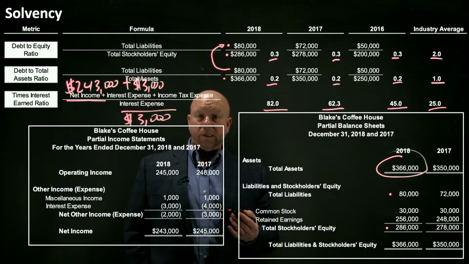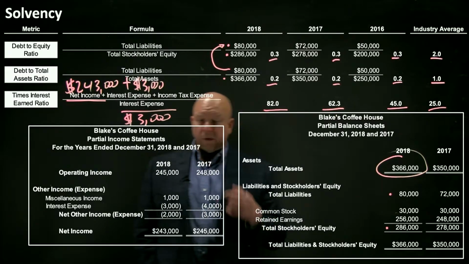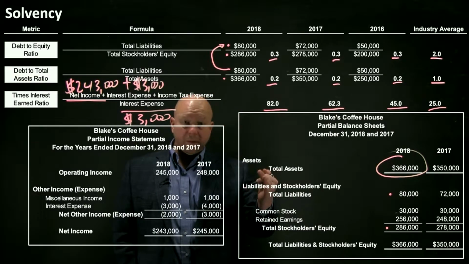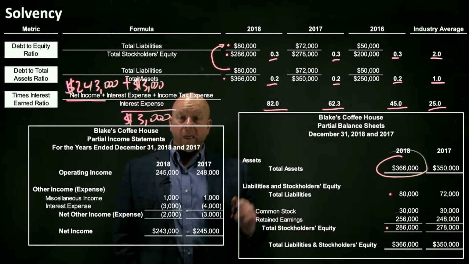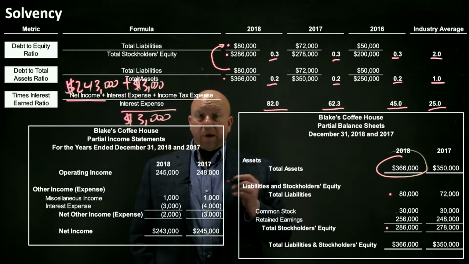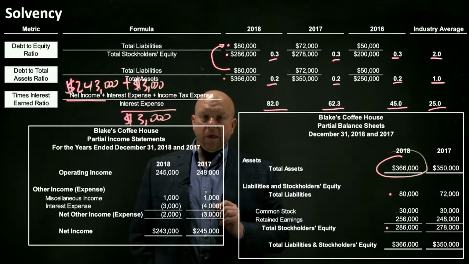This company is clearly generating sufficient income to make its interest expense payments and then some, many, many times over, which means that it probably has excess cash flow to pay to the owners. And we'll see that in a minute because there were dividends paid to these owners.